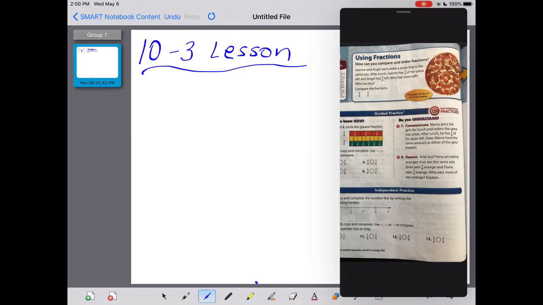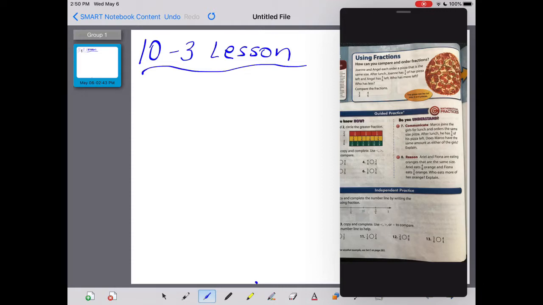All right, well, welcome to lesson 10-3. We're going to be looking at fractions and using them to compare. We're going to compare the size of fractions from each other and also how to order them, put them in a certain order from smallest to largest or from largest to smallest. So let's take a look at this first section here.